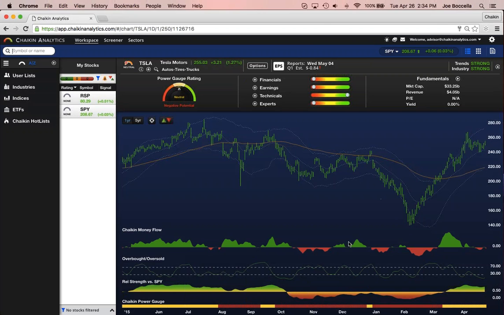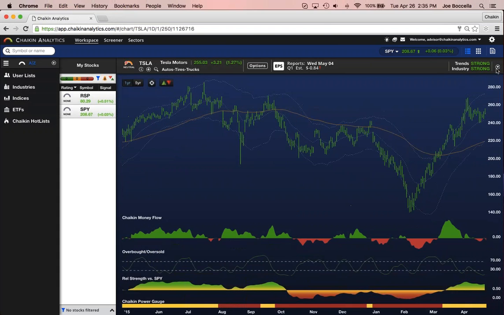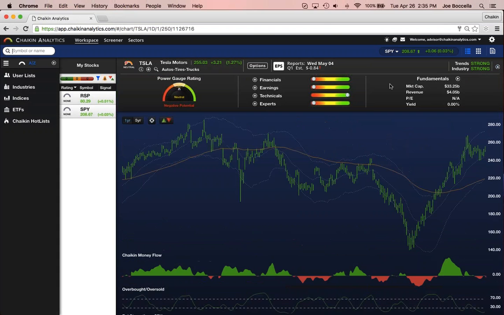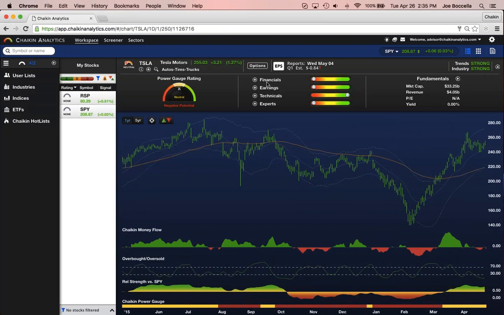But use this to get a sense for how we've been rating the stock recently. Look at the trend of money flow. Look at our Power Gauge rating. I would tell you that's the first thing to look at. If you think about a big name stock like Tesla here, we're really bearish on it. If you're interested in how to access this content, see this white triangle in the upper right-hand corner. This will allow you to see the criteria we use that rolls up into our Power Gauge rating.